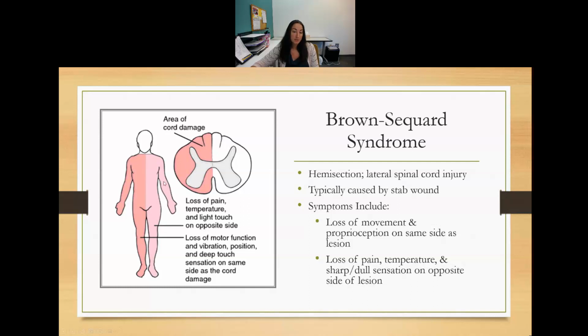The main sensation they lose is pain, temperature, light touch. But they also lose some sensation on the same side, like vibration, proprioception, deep pressure, all of that. So it's a very peculiar display of symptoms. And again, even if there's intact motor function on one side, it's very difficult to coordinate movements when your sensation is gone.